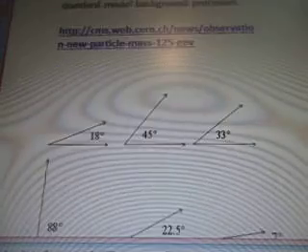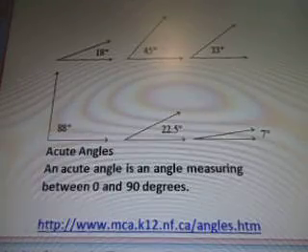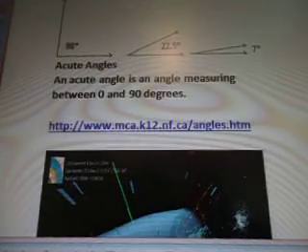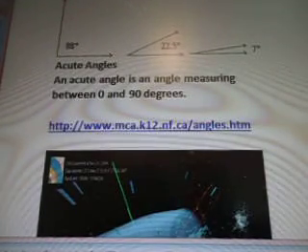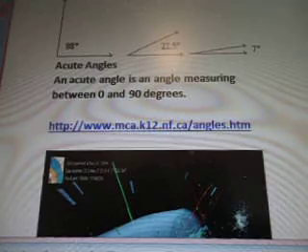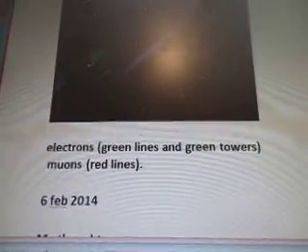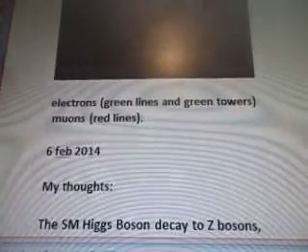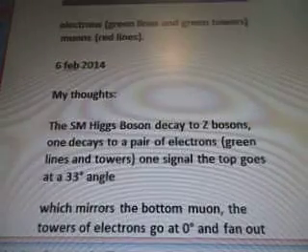cms.web.cern.ch is the link. Here's a diagram of angles, acute angles. An acute angle is an angle measuring between 0 and 90 degrees. www.mca.k12.nf.ca. And again, we're looking at the same Higgs event. And we're going to look at the electron green lines and green towers and the muons, the red lines. Okay? February 6, 2014, my thoughts.